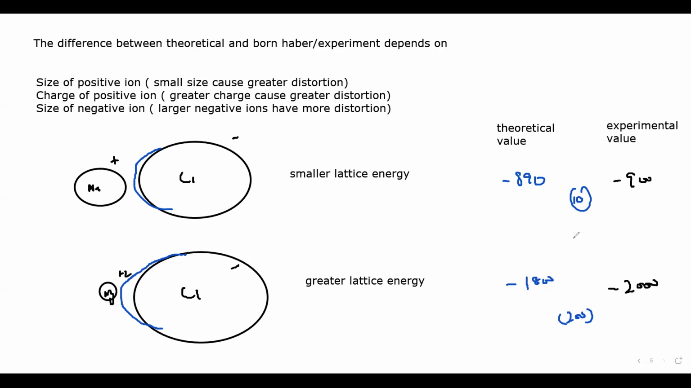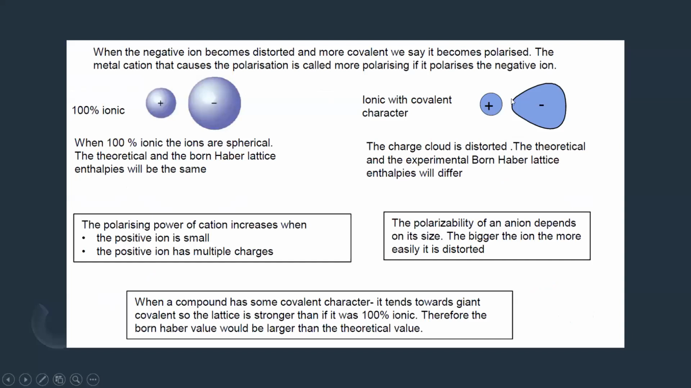And in the same way, it depends on the size of the negative ion. If we have a larger negative ion, because the attraction is weaker, a larger negative ion will have weaker attraction towards the electron, which leads to greater polarization. So the polarization power of the cation increases when the positive ion is smaller and has multiple charge. And polarizability of the anion depends on the size: the bigger the ion, the more easily it distorts, because it will have less attraction.